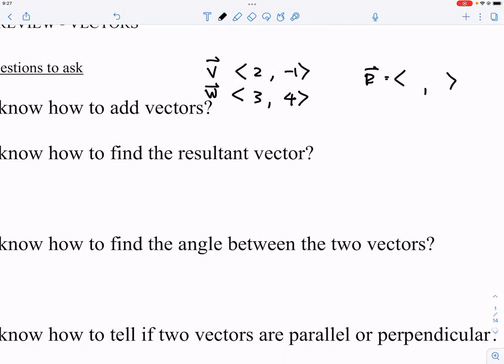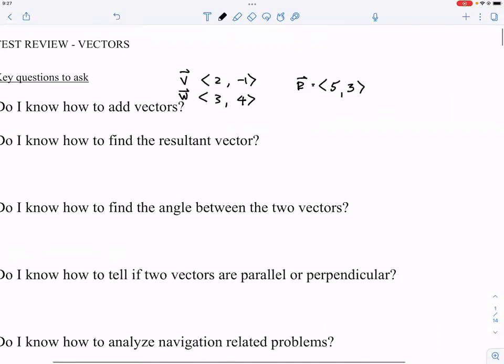So one way to do this is to simply add the x components together, and the y components together. So the resultant will be 5 comma 3. Okay, so that's one way to add the vectors together.